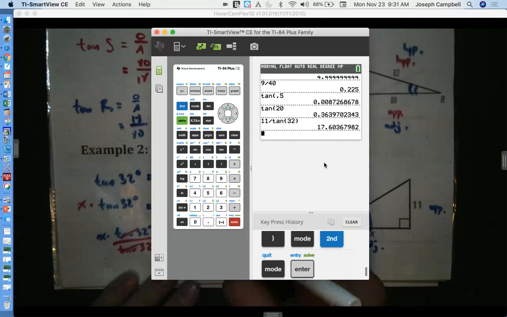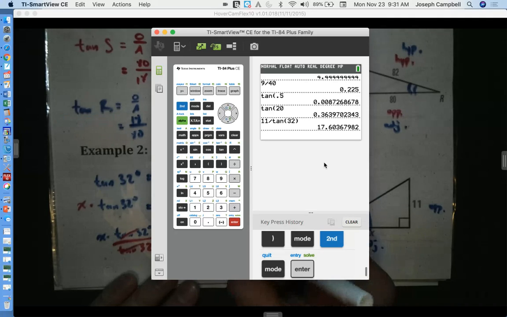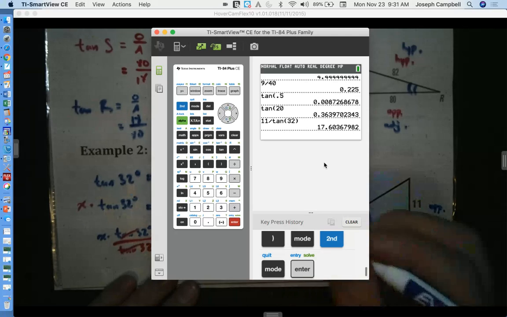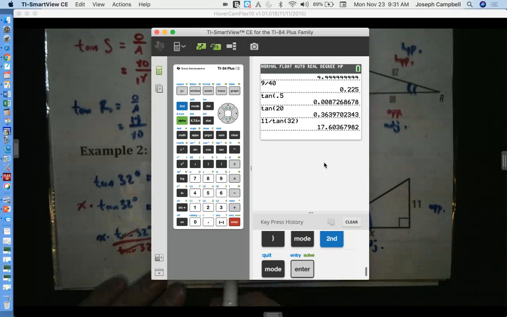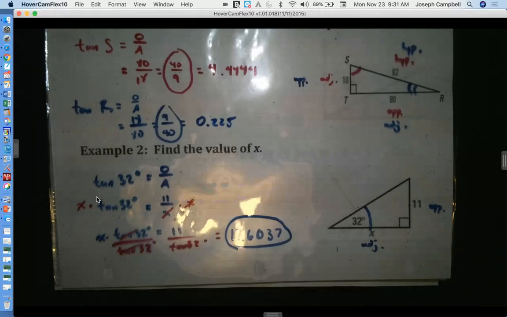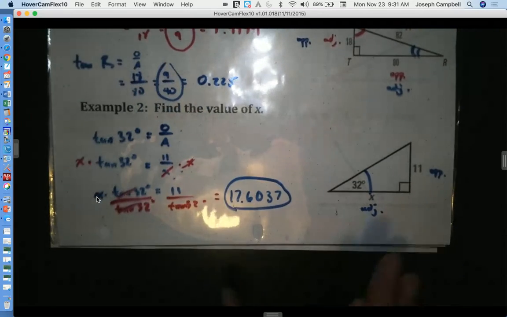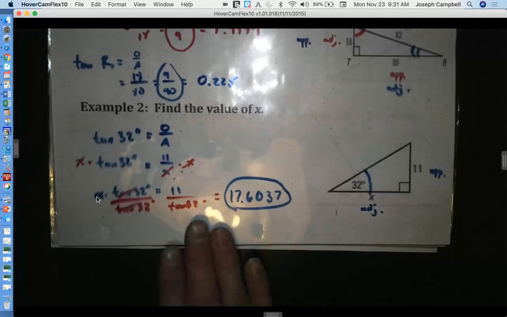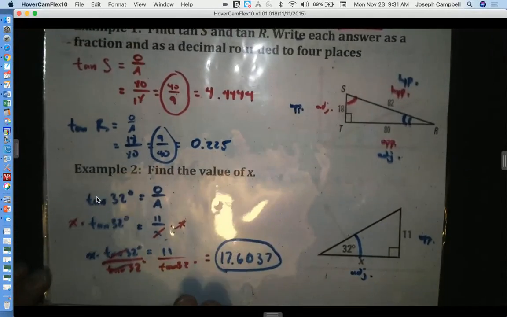17.6037. Okay, so it's an ugly answer, right? It's really long, but that'd be the length of x. So we did it right.